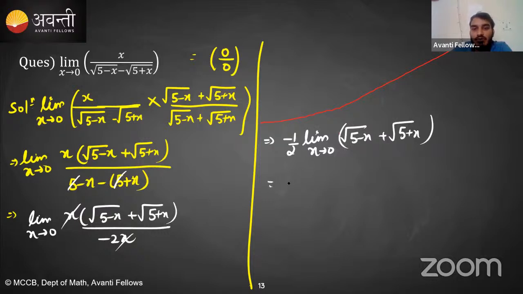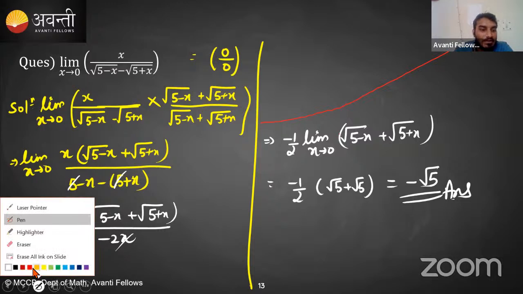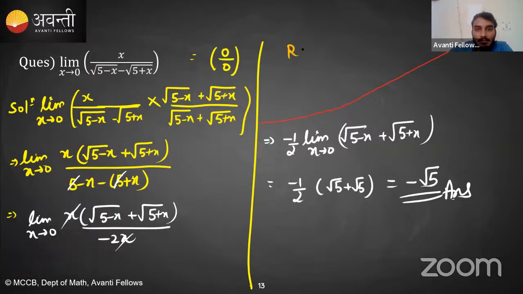It is no longer in the indeterminate form. We can directly substitute x equal to 0. So what will you get? Root 5 plus root 5. So you will get minus root 5 as the answer. Is this clear? So see, we have used the rationalization technique here, the rationalization technique to solve the limit.